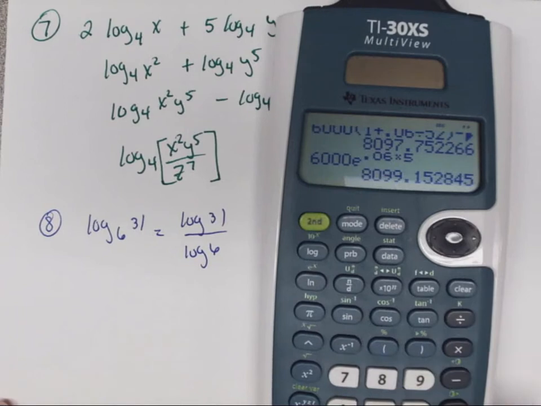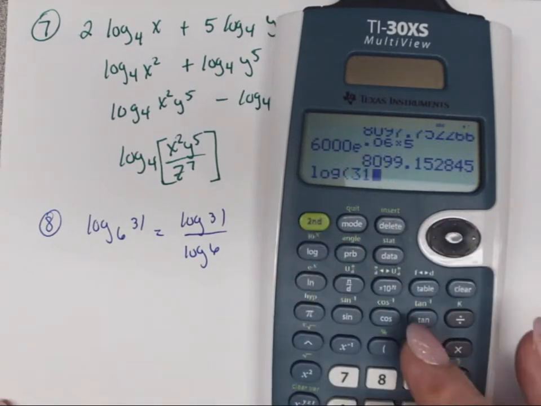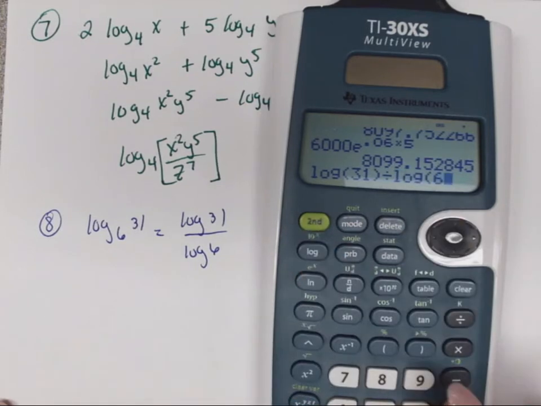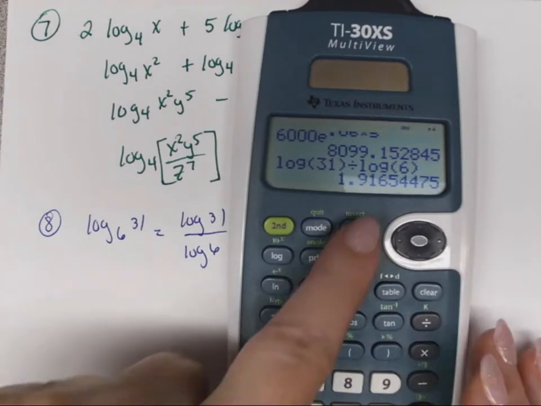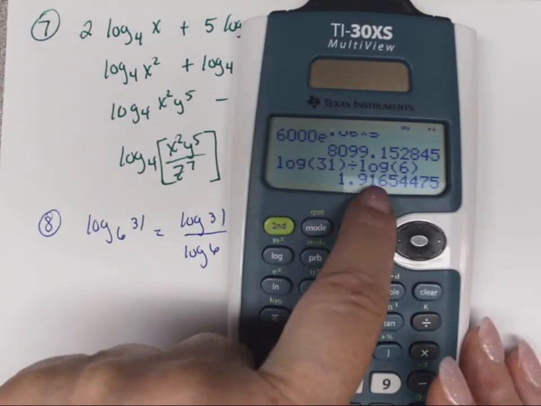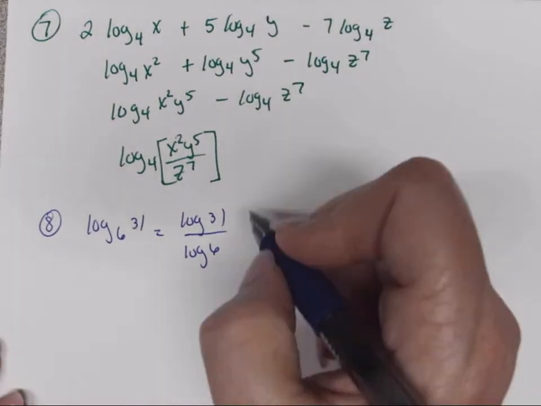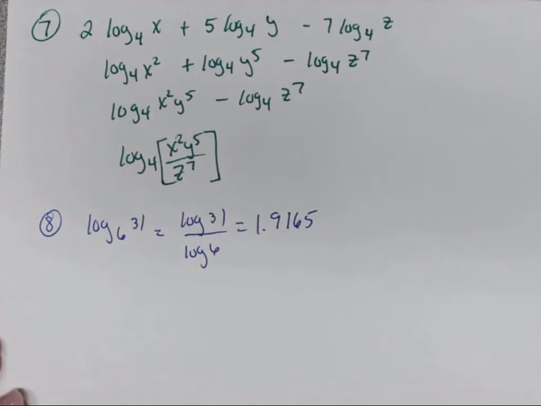So we're going to take log 31, close your parenthesis, divide by log 6, close your parenthesis, and go to 4 decimal places. So 1.9165, the 4 won't move it up. So it will be 1.9165.